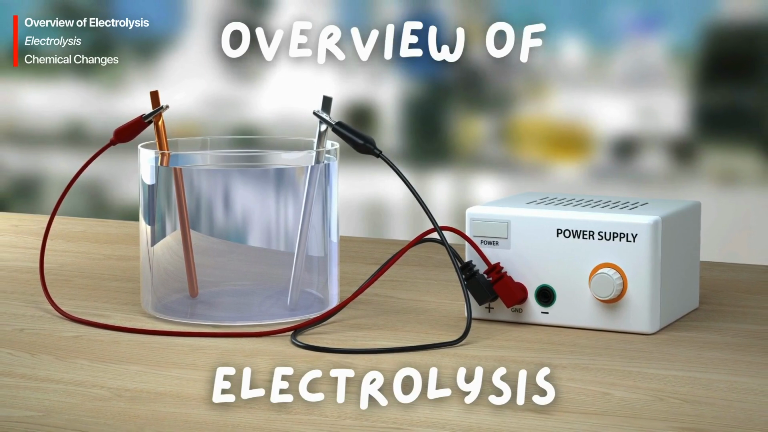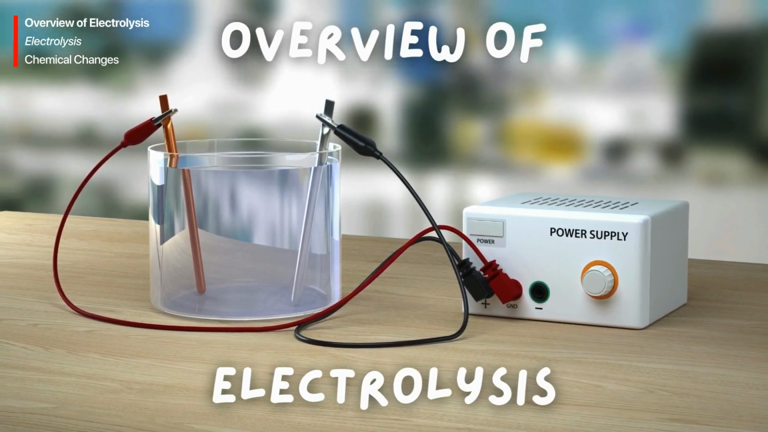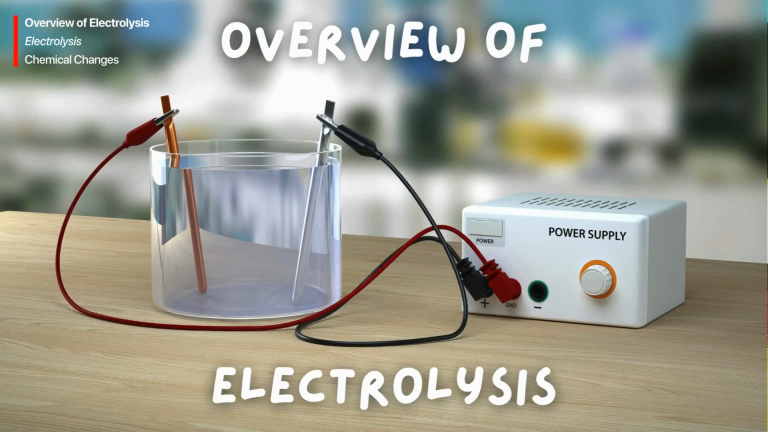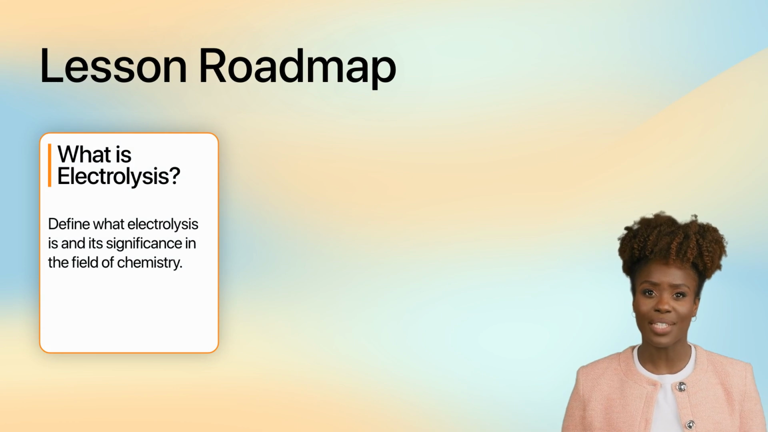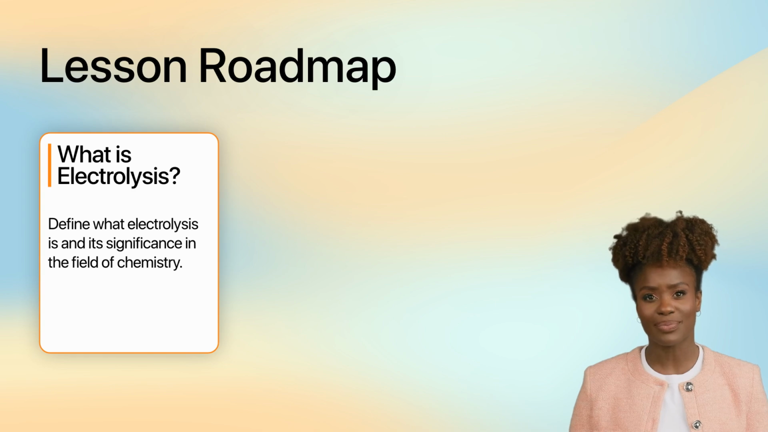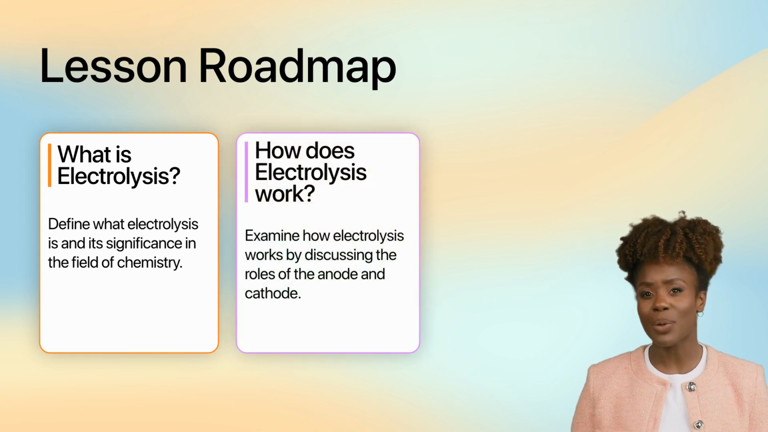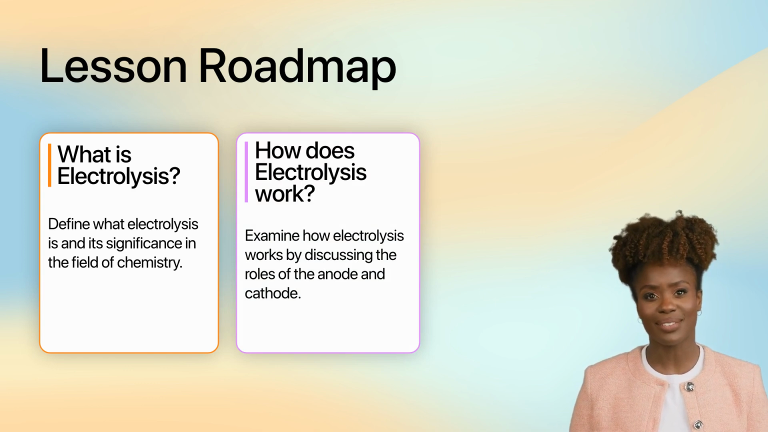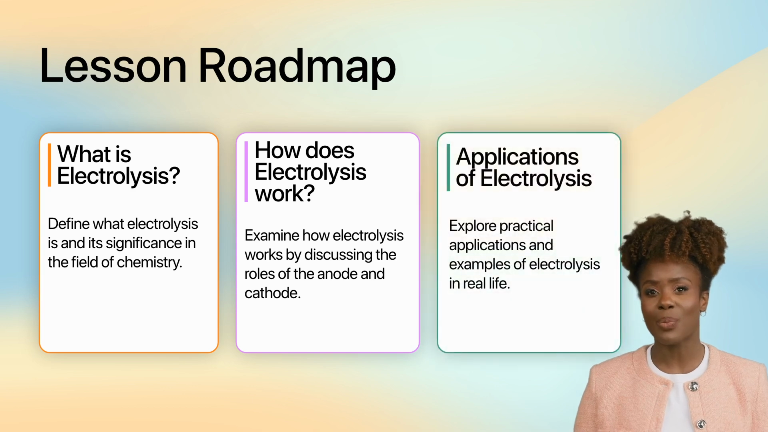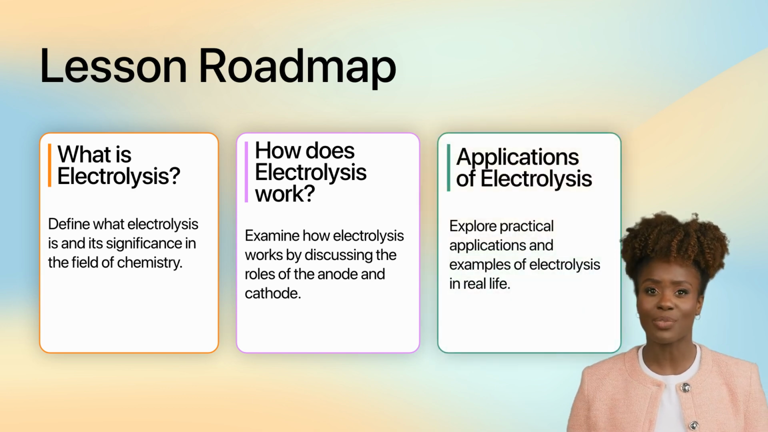In today's lesson, we will aim to have a general overview of electrolysis. We'll start by defining what electrolysis is and its significance in the field of chemistry. Then, we'll examine how electrolysis works by discussing the roles of the anode and cathode. Finally, we'll explore practical applications and examples of electrolysis in real life.